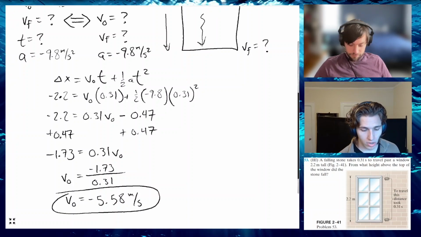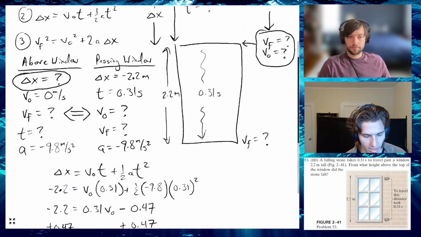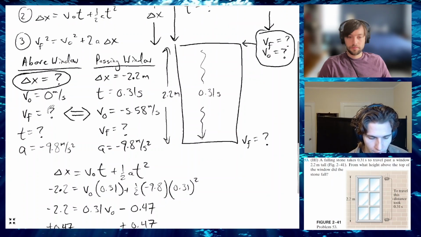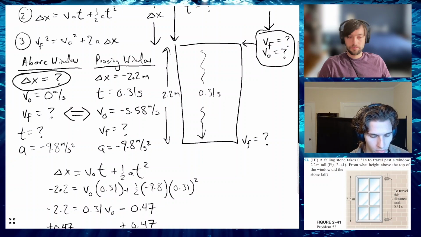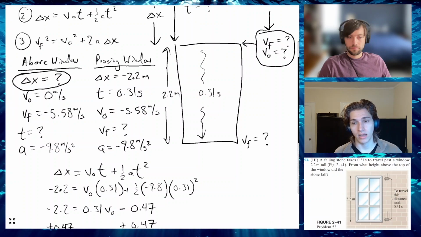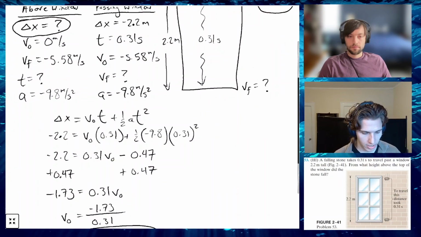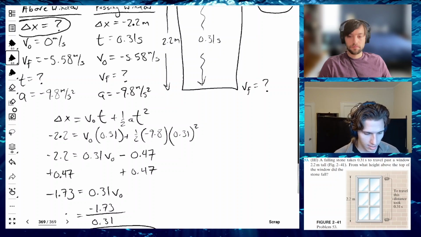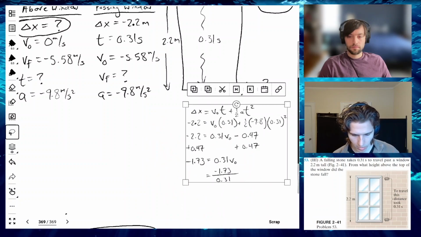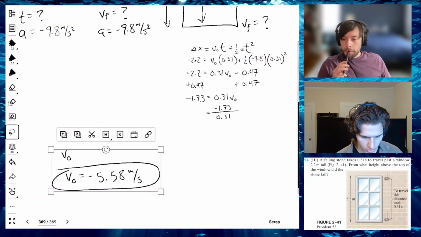Yeah. So I'm going to go back up to the top. We have negative 5.58. I'm going to put that in for V naught. And we can put it in for V final for the above window portion because they're equal. Now we're ready to solve for delta x above the window. Let's do it. I'm going to take this portion here and put it off to the side. But let's squeeze that over here. And let's get this last little portion too.